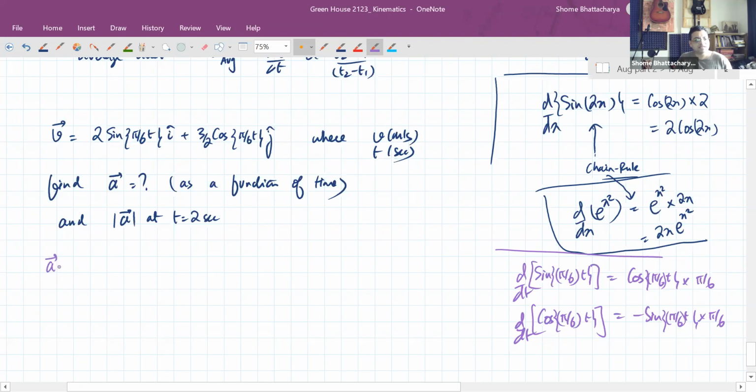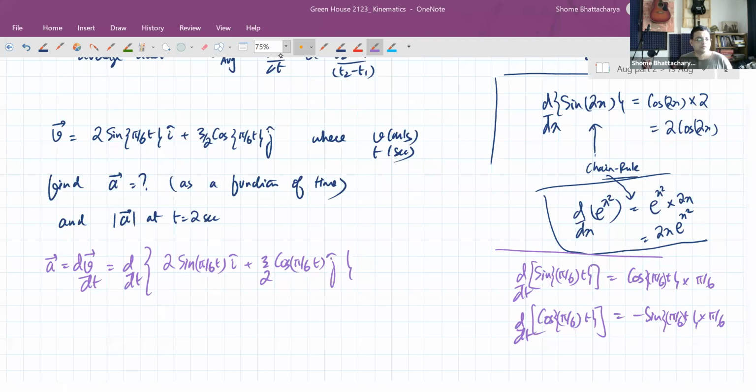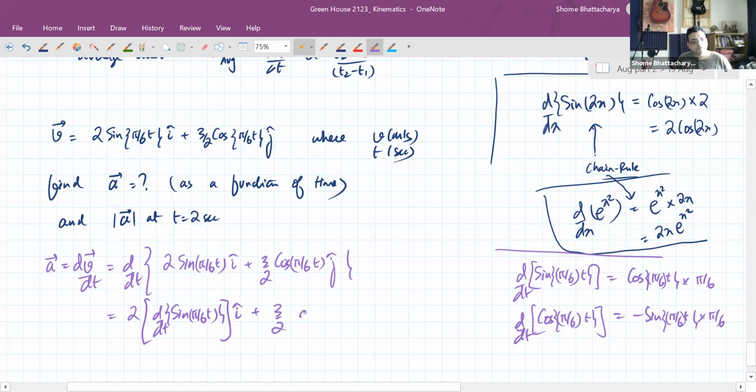Okay, so that is why when you express acceleration as rate of change of velocity, and when you apply the differentiation operator to this whole term, you have to be mindful of this chain rule step. This will become 2 times differentiation of sine pi by 6t, whole thing into i cap plus 3 by 2 differentiation of cos pi by 6t, this whole thing into j cap.